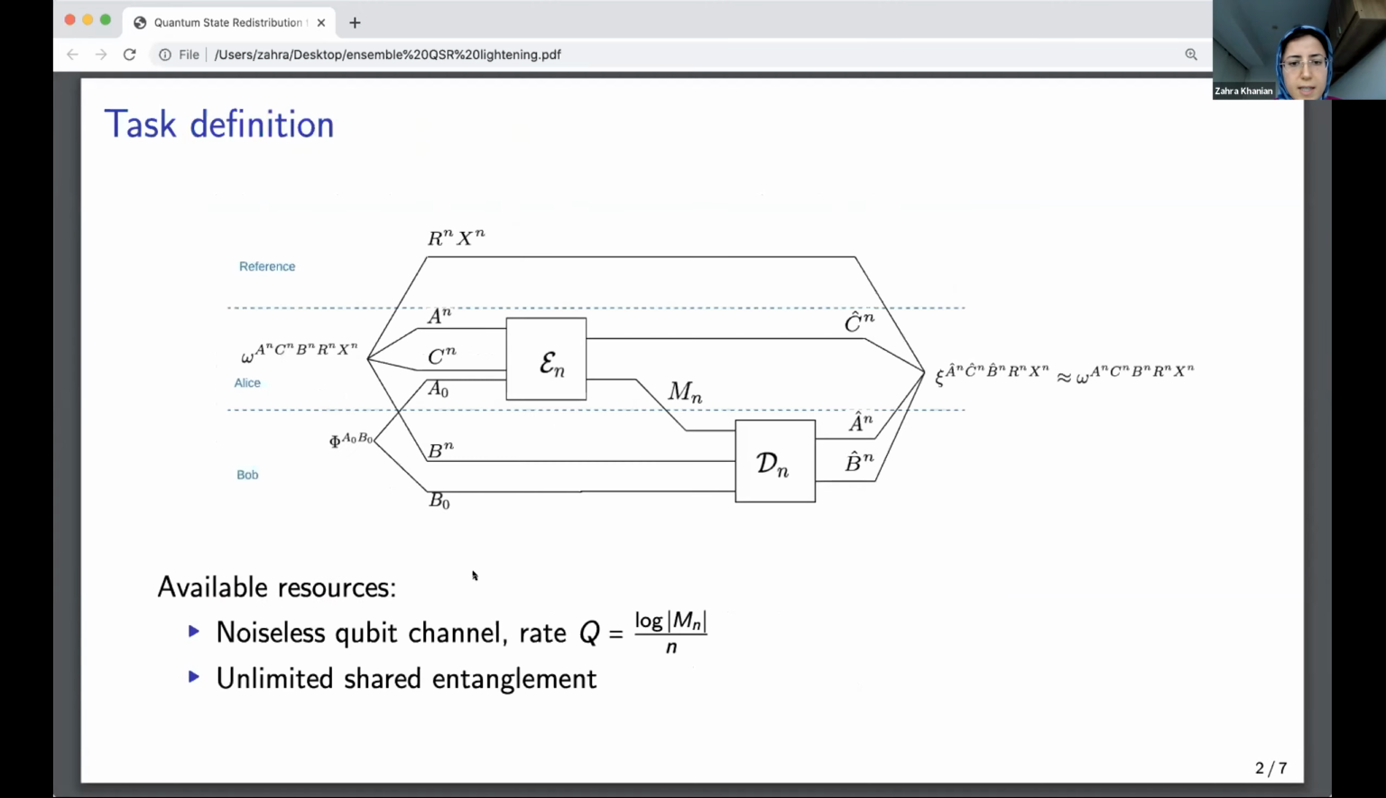Okay, here is the exact task definition. So as you can see here, we have many copies of the source, which is shared between Alice, Bob, and a reference system. And the aim is that Alice wants to compress system A, send it to Bob via a noiseless quantum channel at rate Q. And then Bob wants to decode this state A hat N, and they aim to reconstruct the state at the end of the day and keep the correlations with this classical quantum reference system. And we also assume that they share unlimited entanglement in registers A0 and B0.